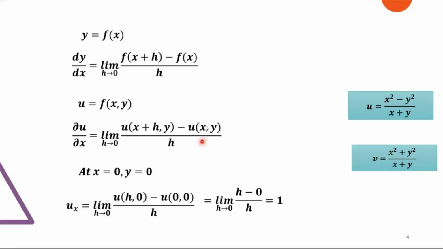That is why we make use of this first principle method. And this x equal to 0, y equal to 0 is to show the CR equations at z equal to 0. Don't confuse here. Here, in ux, this u is taken from the first interval and this u is taken from the second interval. We have to make use of both the u's. So we get ux is equal to 1.